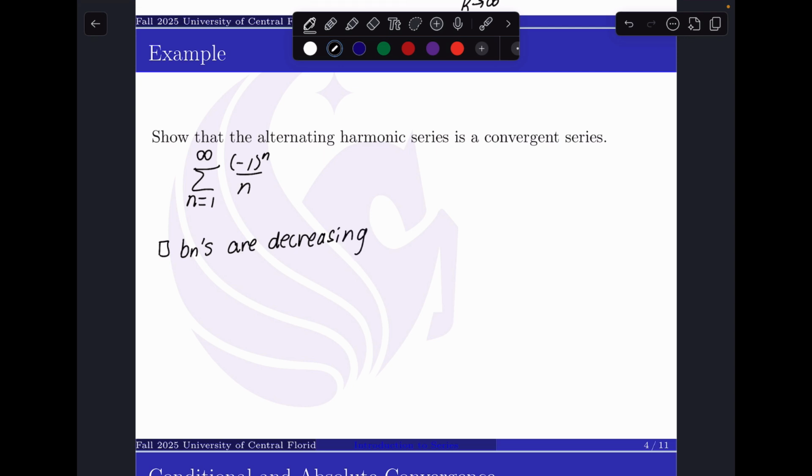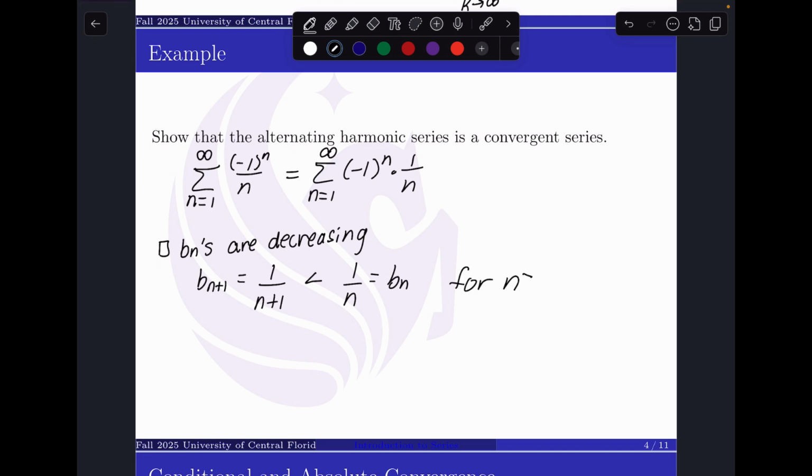Well, the way that we can check that is we look at B sub n plus 1, which, by the way, in case it's not clear, our B sub n's are going to be 1 over n, right? So this is my negative 1 to the n. My B sub n's are going to be these 1 over n's. So B sub n plus 1 is 1 over n plus 1. And if I look at B sub n, that's just 1 over n. Well, I can confidently say that B sub n plus 1 is going to be less than my B sub n for n greater than or equal to 1, for sure. So we have that the B sub n's are decreasing.